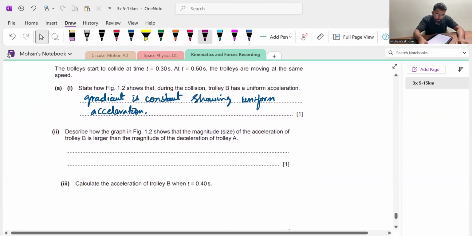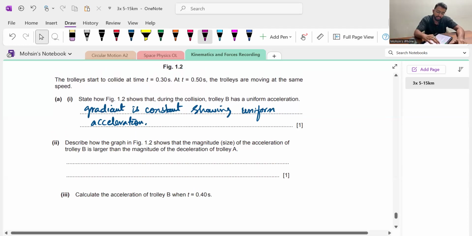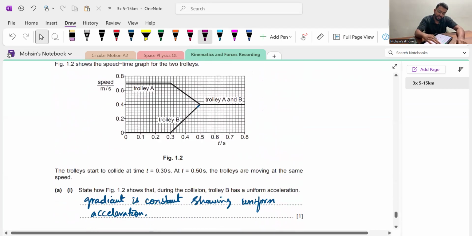Describe how the graph in figure 1.2 shows that the magnitude of the acceleration of trolley B is larger than the magnitude of deceleration of trolley A. It's the gradient. The one which has a steeper graph will have more gradient and more acceleration by magnitude. Acceleration and deceleration are both acceleration, but deceleration is negative acceleration. So they are asking in terms of magnitude.